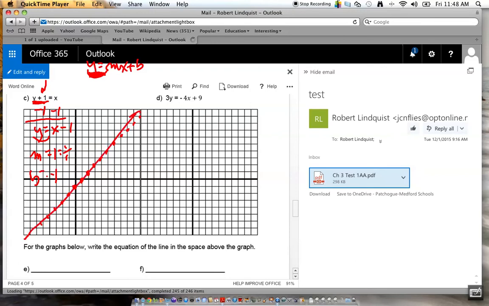And a little bit sloppy there, but there's my graph done. Okay? Now, the last thing that I have to do.